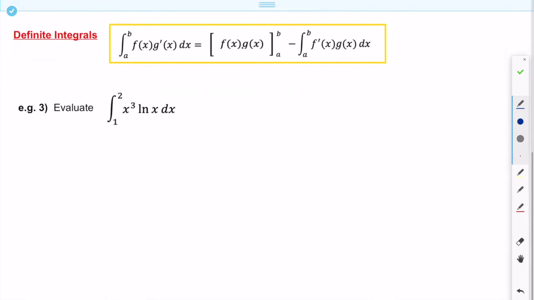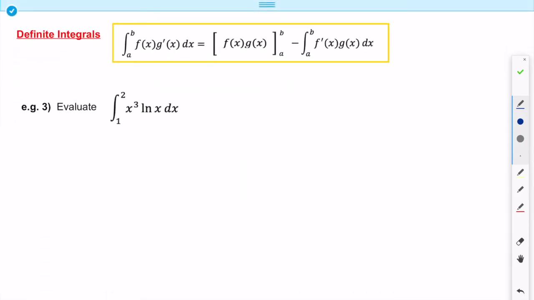Moving on. When we deal with definite integrals using integration by parts, the substitution of your lower bound and upper bound applies to both the u times v section and also to the integration section. All right. So let's take a look. Example 3, evaluate the integral of x cubed ln x dx from 1 to 2.